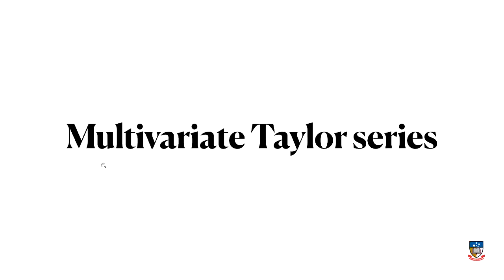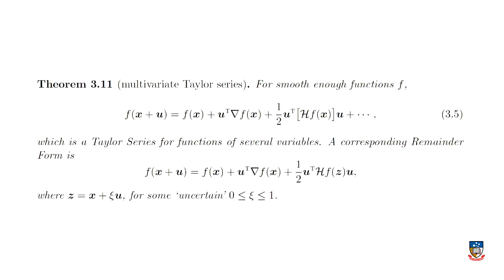Okay, we need to introduce one more piece of mathematical background here. That's a generalization of Taylor series. So you've talked about Taylor series in one dimension, and what we're going to do here is talk about this now in multiple dimensions. So a multivariate Taylor series looks like that expression at the top of the slide.